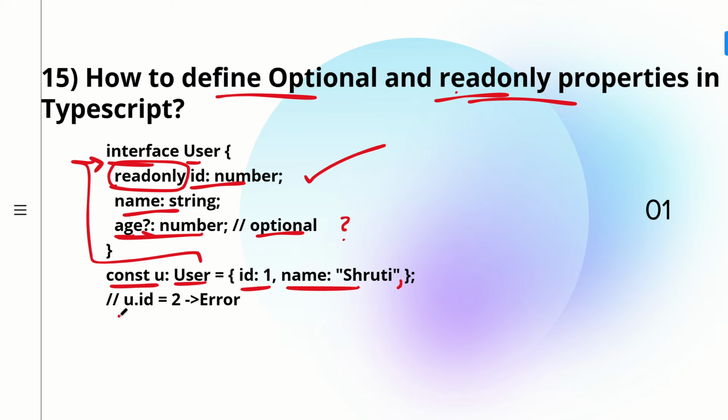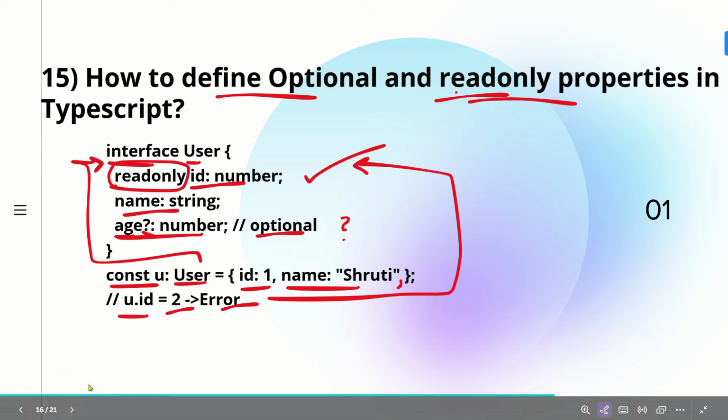And in case in future you try to write u.id is equal to 2, this is going to give you an error. Why? Because it is a read only property, we declared it as read only, right? In case we had not written it to be read only, you could have changed it, but here it is not possible because it is read only.